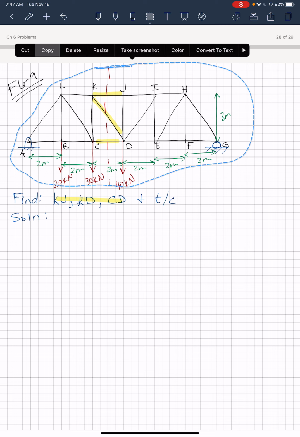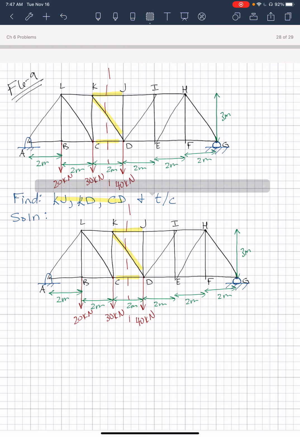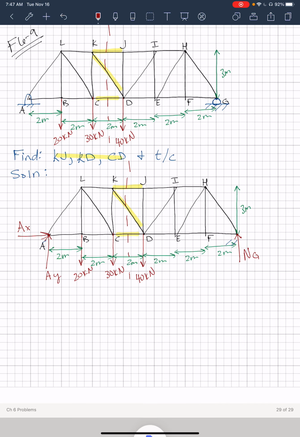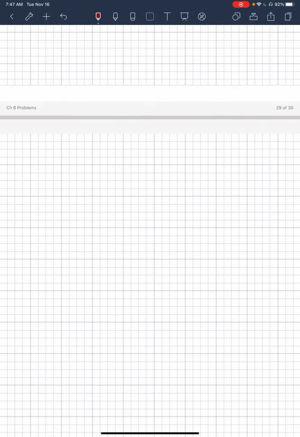I'm just copying and pasting here. And then I'm going to remove each of those reactions and put forces there. So we have a pin at A, so we're going to have an AY and an AX. Then we have that roller at G, so NG, just a normal force at G. And we said we're going to do the left-hand side. So we just need to find those forces at A.